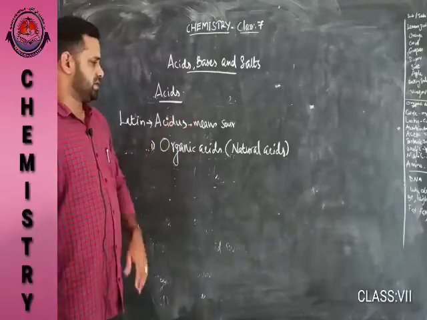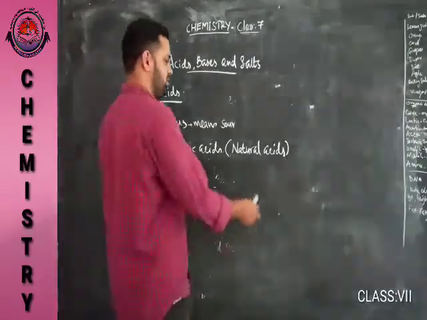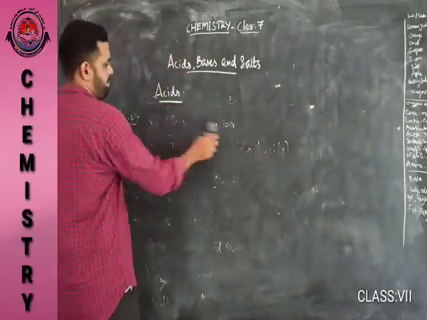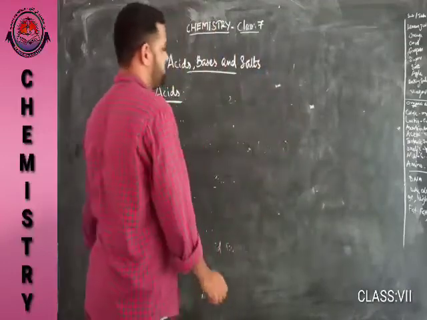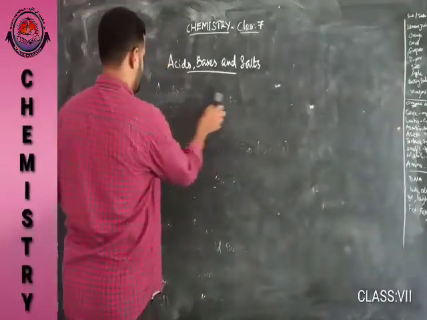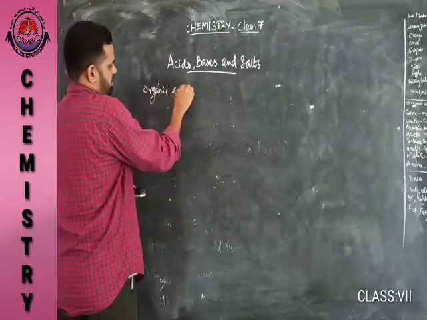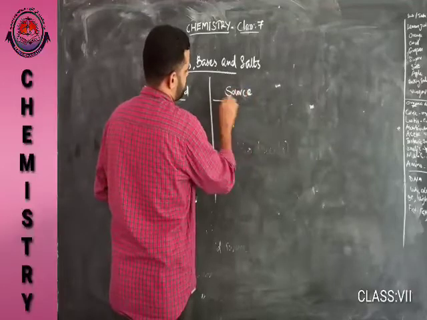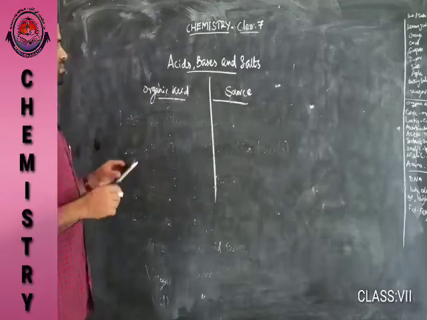Now let us list some of the organic acids present in those plants and animals that we will discuss. Let us see some of the organic acids and their sources. First we can write the organic acid here, and their source, from where we are getting them in nature. Organic acids are many.